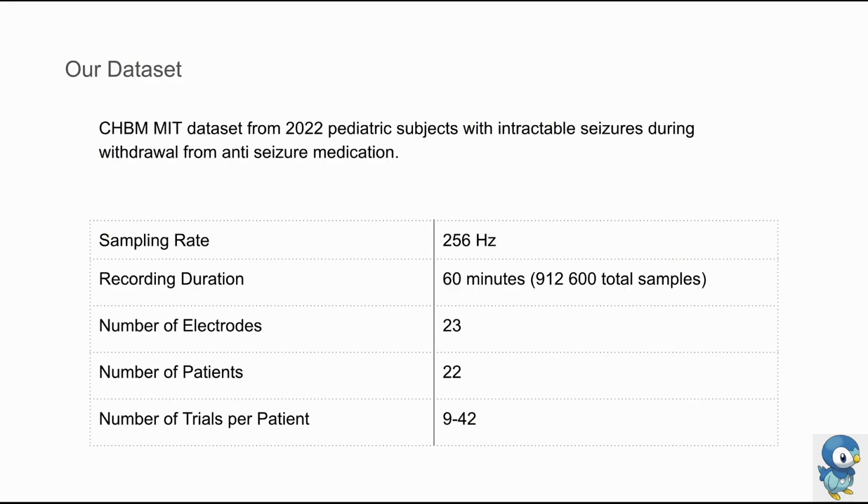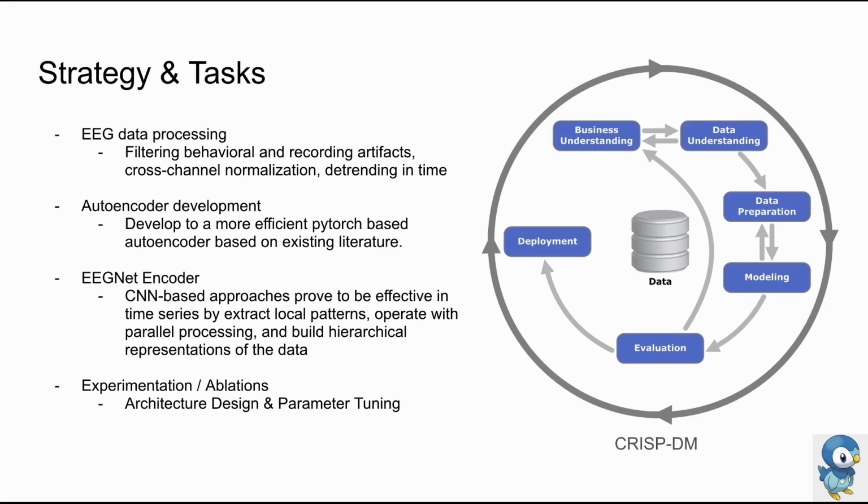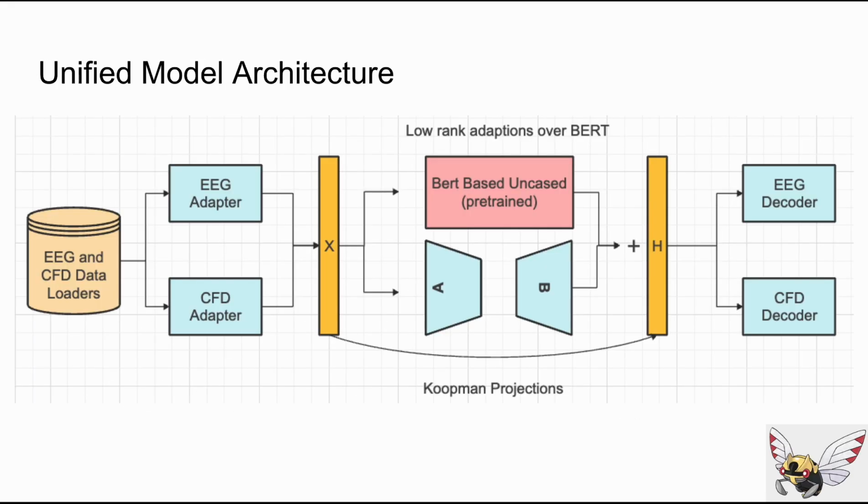To achieve this goal, we organized our work in 4 steps. EEG data preprocessing, where we adapt filtering behavior and recording artifacts. Autoencoder, where we develop a more efficient PyTorch implementation based on existing literature. EEG net encoder, where we adapt CNN-based approaches towards more effective time series. And experimentation and ablations, where we can further enhance the architecture and do other fine-tuning.